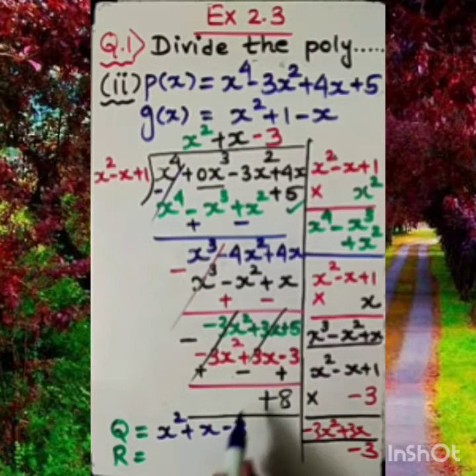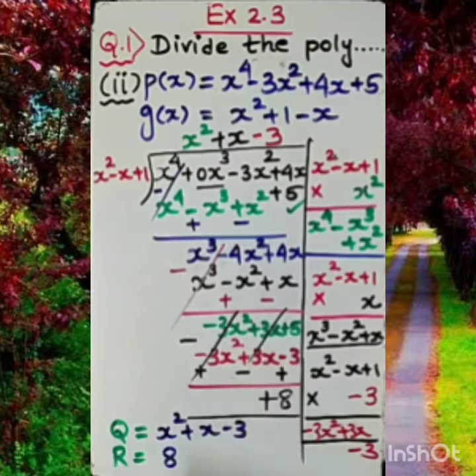And what will be the remainder? Of course, the remainder is 8. So this is the solution. When we divide it with this, then we will get this as the answer.